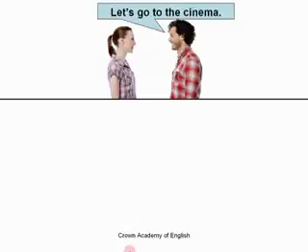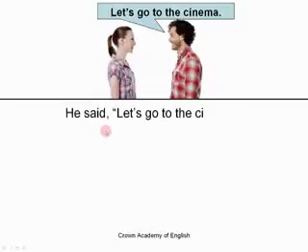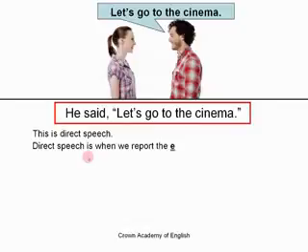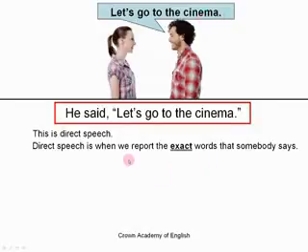Let's go to the cinema. So if we want to write what is happening here, then this is how we write it. He said, "Let's go to the cinema." And this is an example of direct speech. Direct speech is when we report the exact words that somebody says. So here, the exact words are, let's go to the cinema. So this is direct speech.